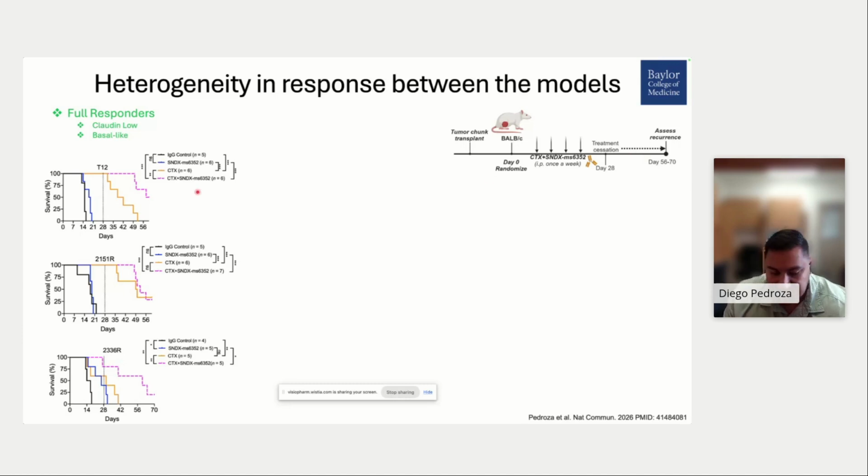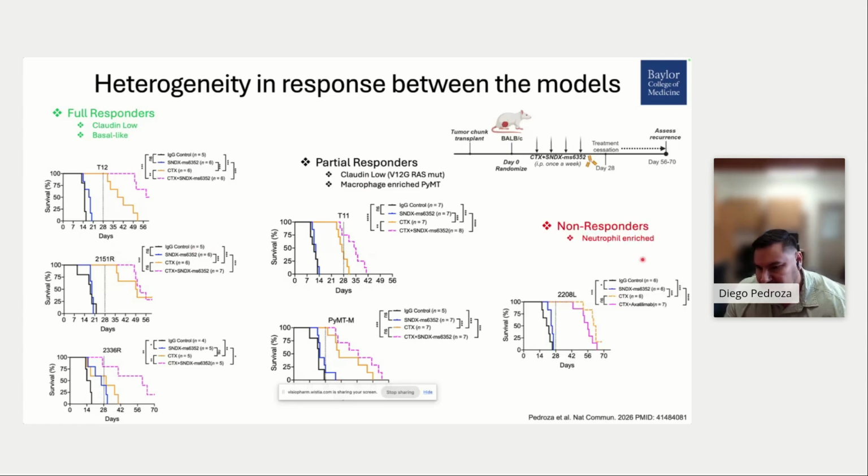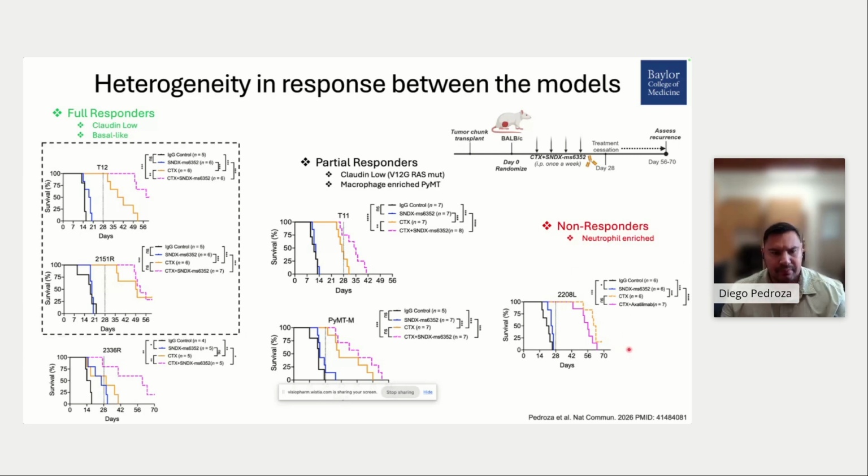And we did this across different mouse models with the various different levels of macrophages. And so you can see that several of these mice have very, very good response even after we stop the treatment. Some don't have that good response, they have partial response, and some that are actually more enriched in neutrophils don't have any good response. So we took the full responders, and we wanted to see what was really the mechanism behind this.